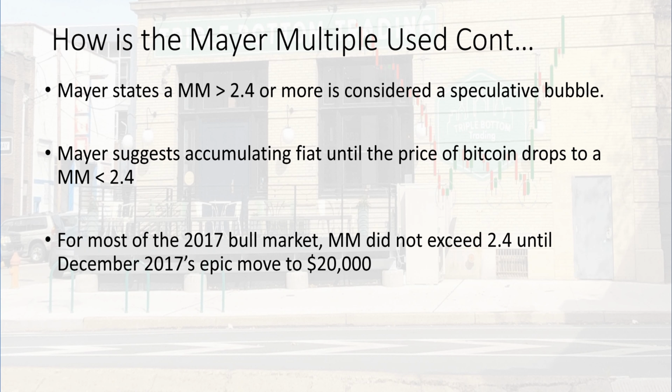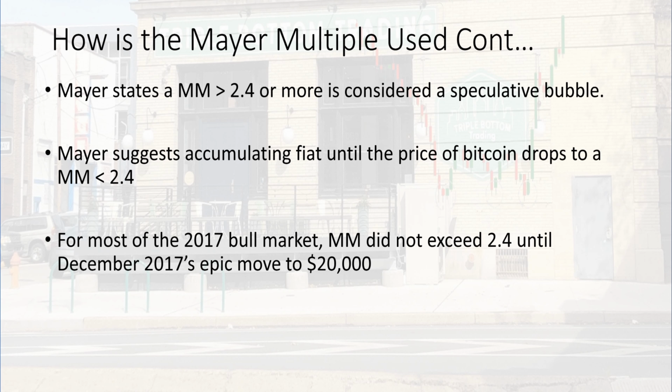How is the Mayer multiple used? We kind of went over that. Let's just go into what Mayer talks about when the multiple is above 2.4 or more. It's considered to be a speculative bubble. That's that manic blow-off phase like we saw back in 2017. That was when Bitcoin went almost to $20,000. Mayer suggests accumulating fiat until the price of Bitcoin drops to a Mayer multiple below 2.4.